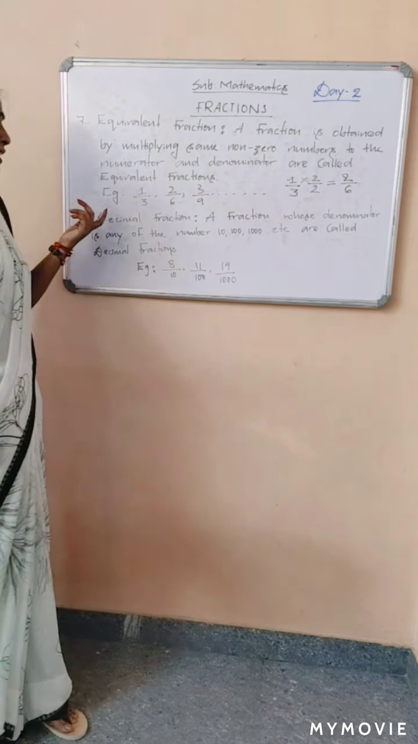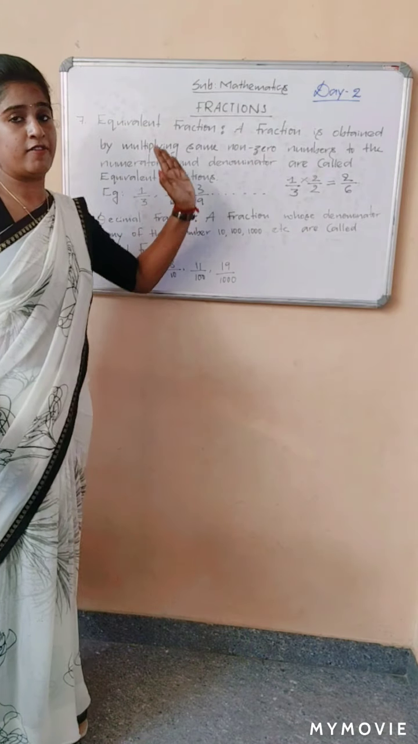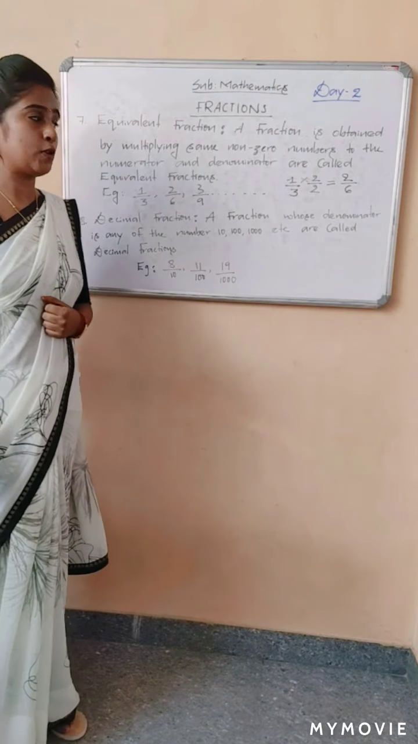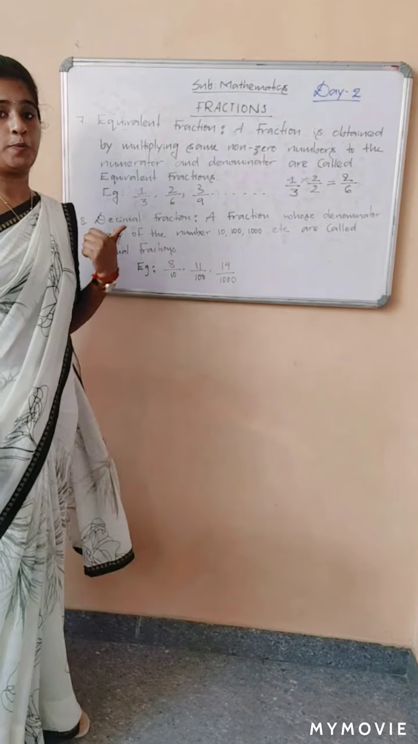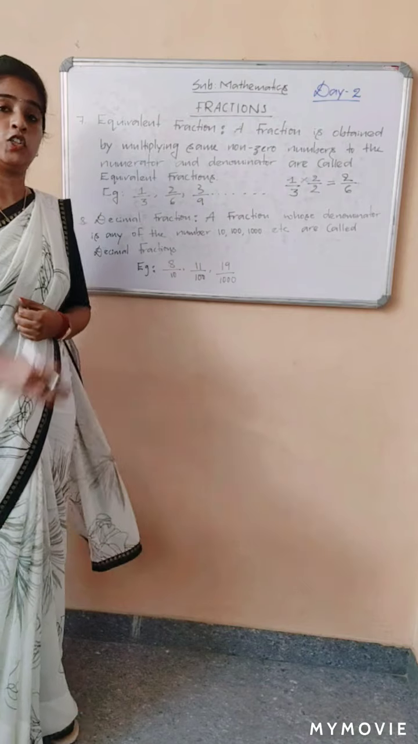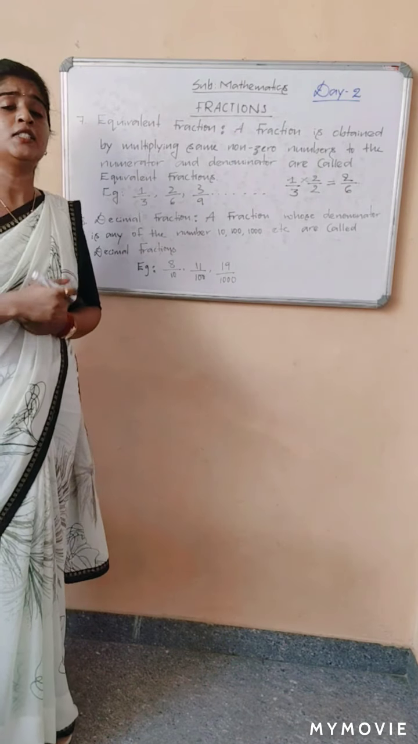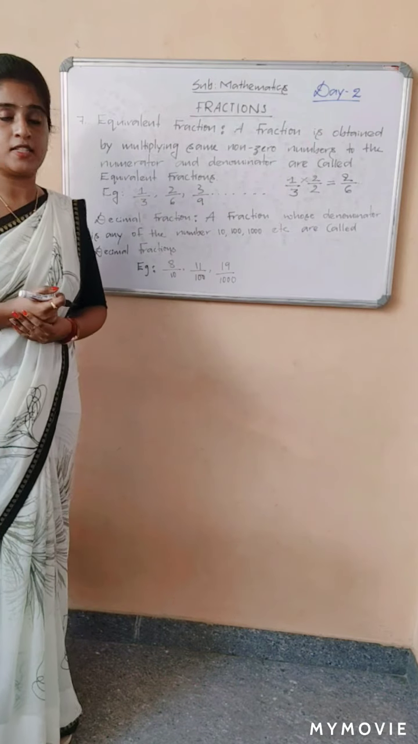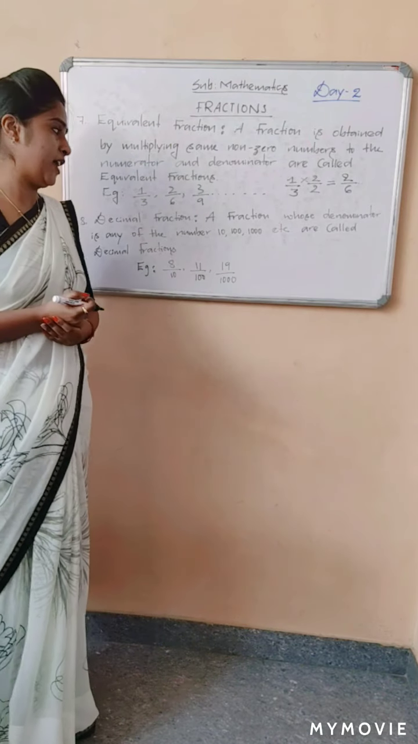And a small hint: you can write the multiples of the numerator's number in the numerator, and the multiples of the particular number in the denominator. Suppose you have 2 in the numerator and 3 in the denominator, you have to write the multiples of 2 in the numerator and the multiples of 3 in the denominator. That is how we can also use equivalent fractions.